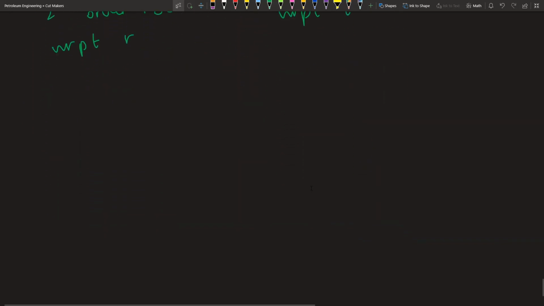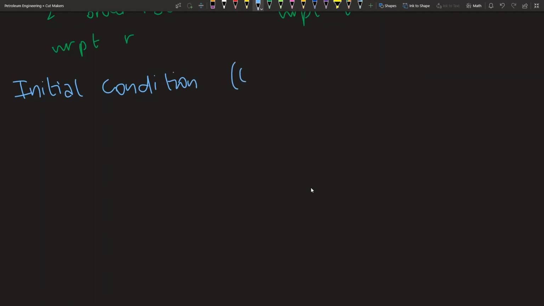Okay, so now let's look at the conditions. We'll look first at the initial condition, and this is to solve for the time domain.